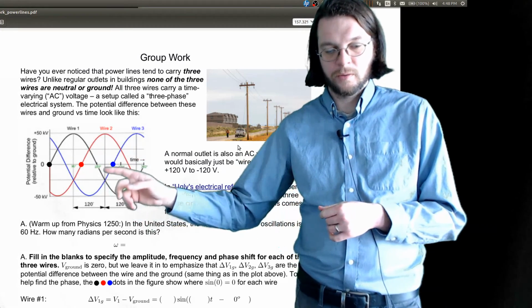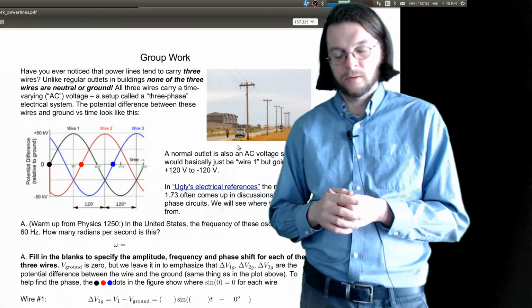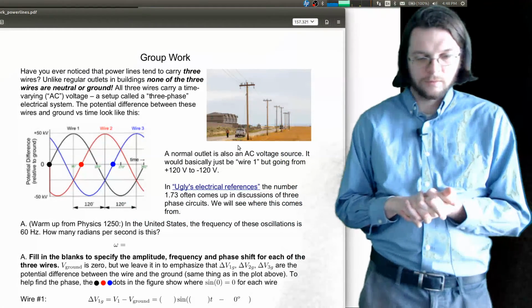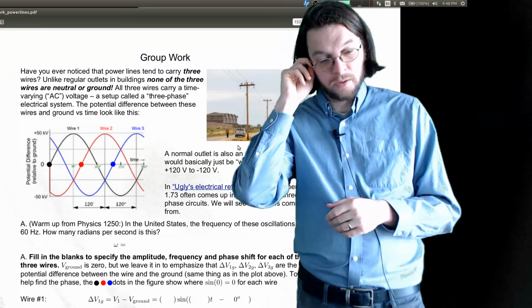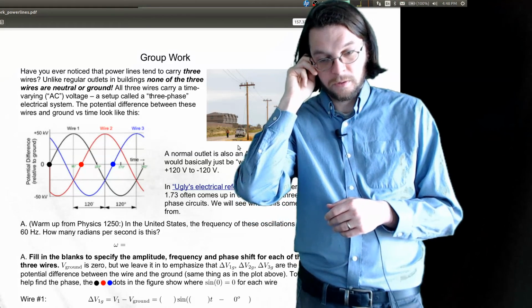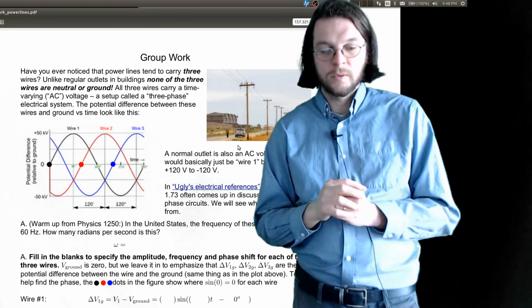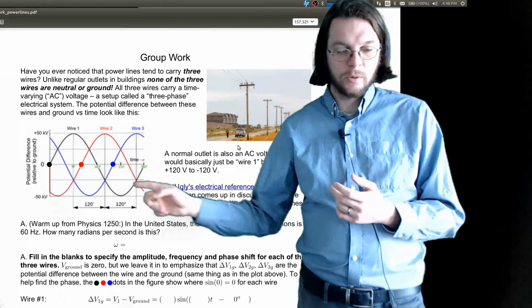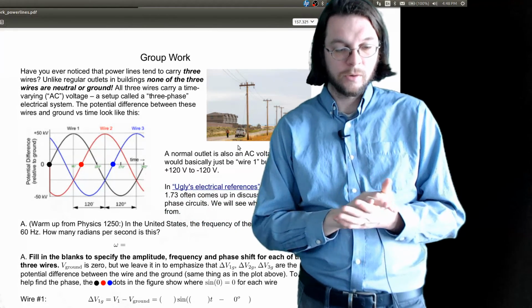And 3 wires is even better, right? Because it allows you to have moments where at least one of the wires is doing something useful. So this actually works out to be kind of a smart thing to do.